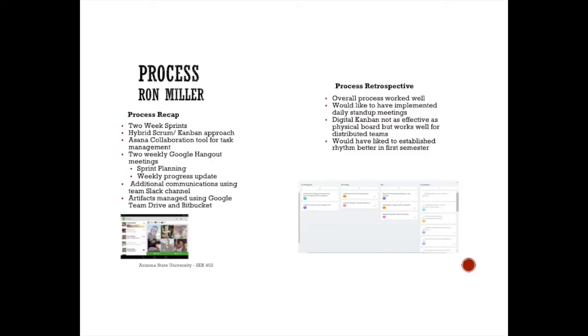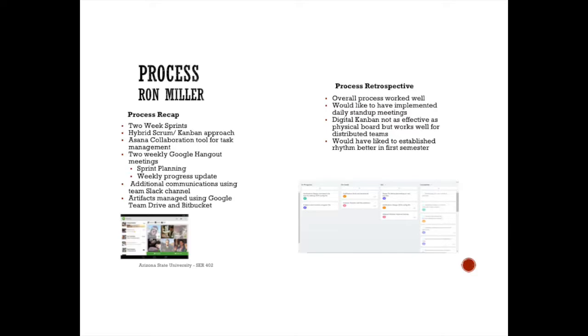We were using Asana, which is basically a digital Kanban board or Scrum board, if you will, and that's how we managed our tasks. We would have our 2 weekly meetings on Google Hangout, which was our sprint planning meeting. We had a weekly progress update, which was about halfway through the sprint, and we would actually meet with our sponsor and demo the product and discuss any additions or changes that they wanted. Outside of that, we use our Slack channel, which is just basically a chat queue where we can pass messages when we're not readily available. And then we managed all of our artifacts using the Google Team Drive and Bitbucket.